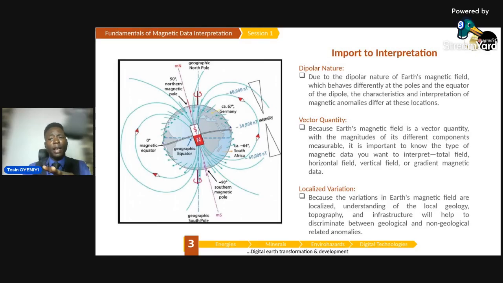All this I've mentioned concerns the complexity of magnetics. Now, the first thing is concerning the dipolar nature. So due to the dipolar nature of Earth's magnetic field, which behaves differently at the poles.